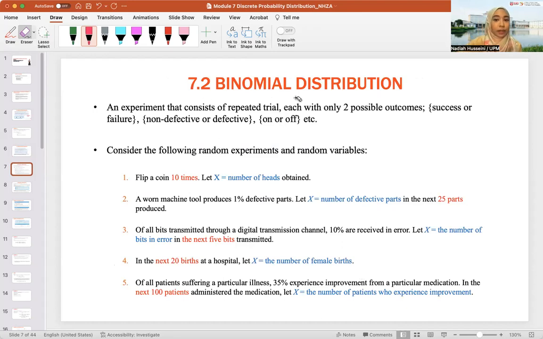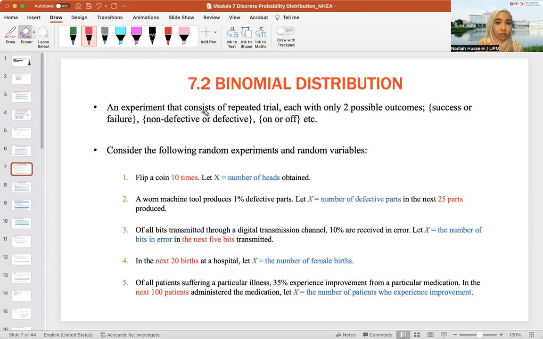Okay, so moving on to binomial distribution. Again, this is just recap. So an experiment that consists of repeated trial. So just now we were talking about discrete uniform distribution. I told you that the random variable has to have a number that is in a consecutive manner for us to use the shortcut equation.